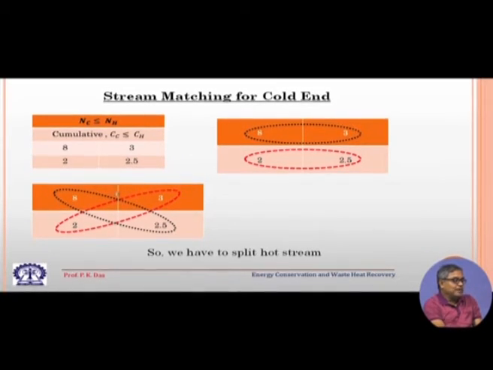You see this side is the hot side, this side is the cold side. So, this match is not acceptable. This match is acceptable, 8 is higher than 2.5. So, this match is acceptable, but this match is not acceptable. So, this match is not acceptable and this match is not acceptable. So, without stream splitting we cannot have any answer in this case.